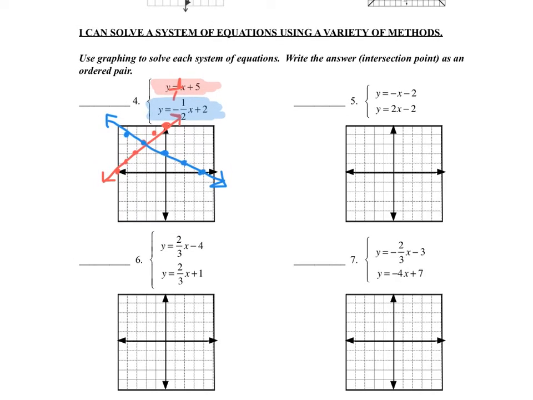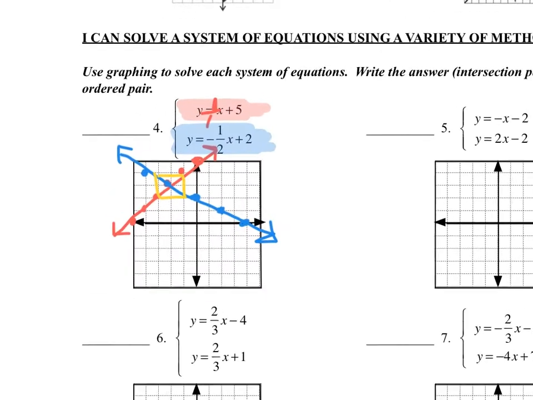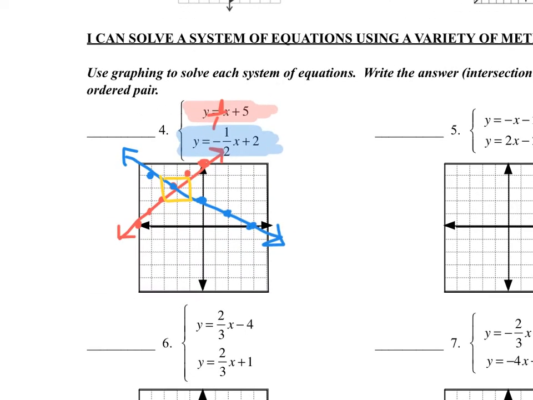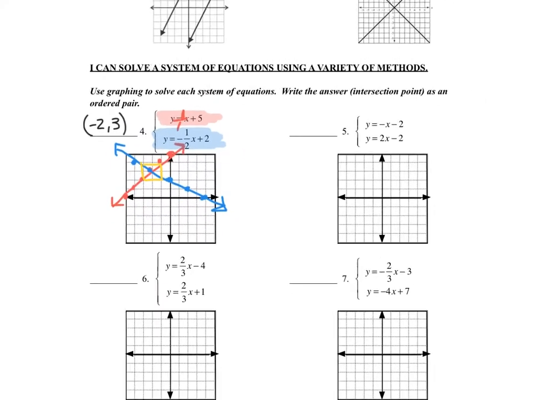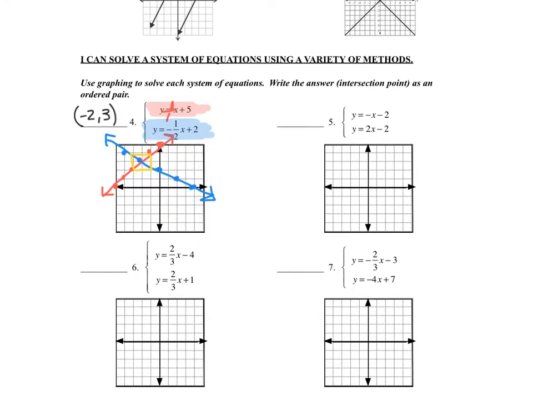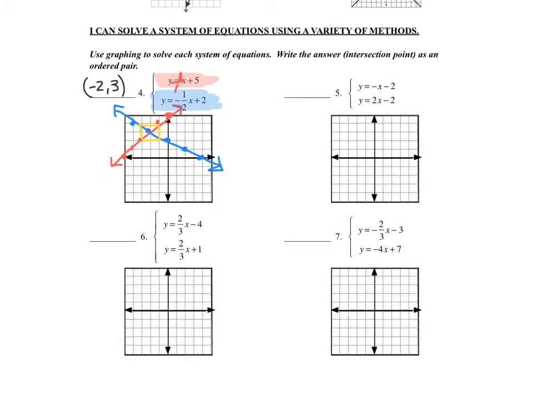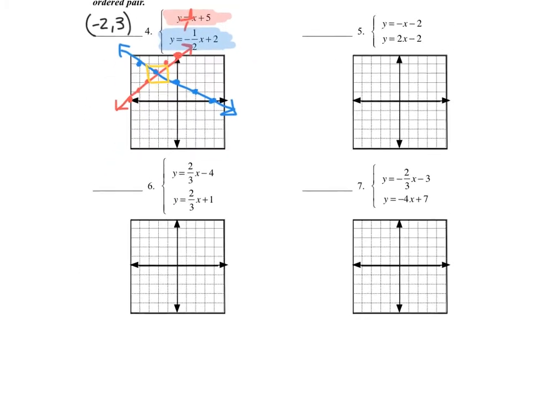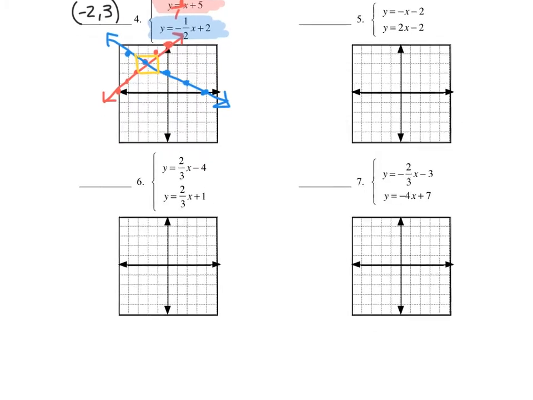Alright, now I'm going to have to write my ordered pair at where they intersect. So over -2, up 1, 2, 3. So it's -2, comma 3. Remember, we write our ordered pairs as x, comma y. Alright, I'll go ahead and do number 6 for you, or with you.